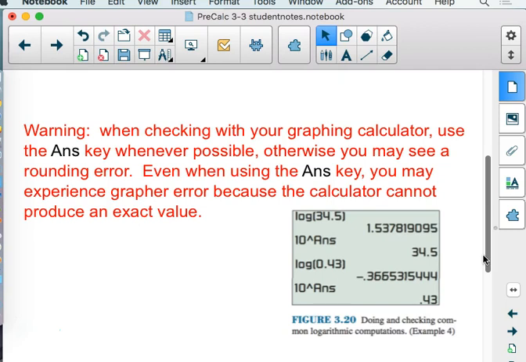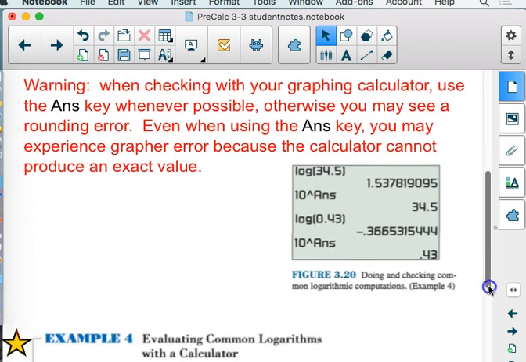So here's what they're saying we should do. And you guys can punch this along in with me. If we're asked to find the logarithm of 34.5, so log 34.5, and we get our answer, and we decide that just seems really weird.